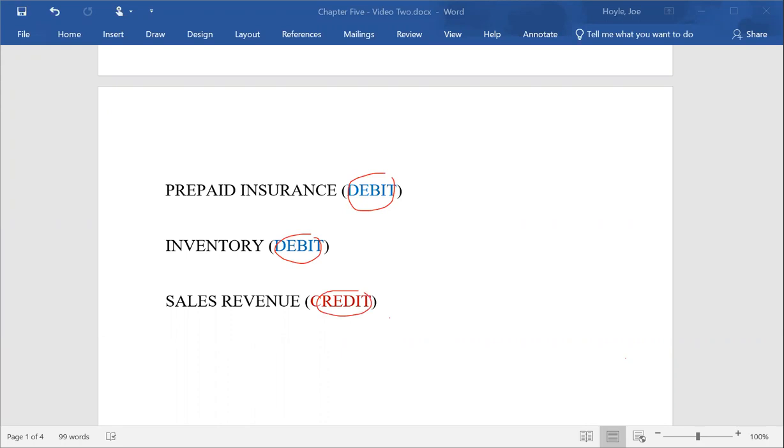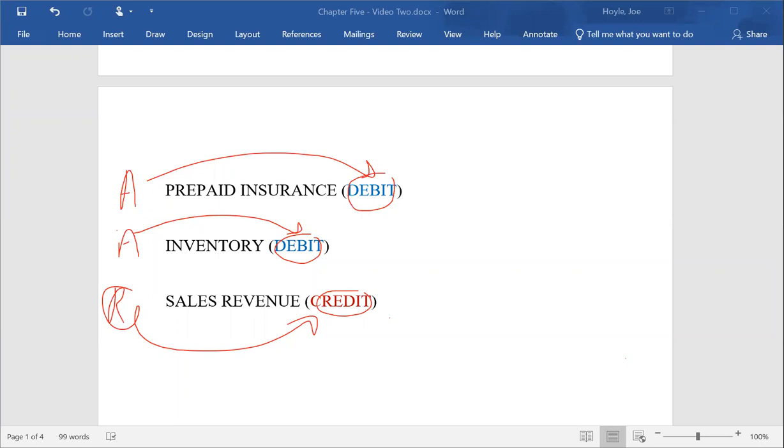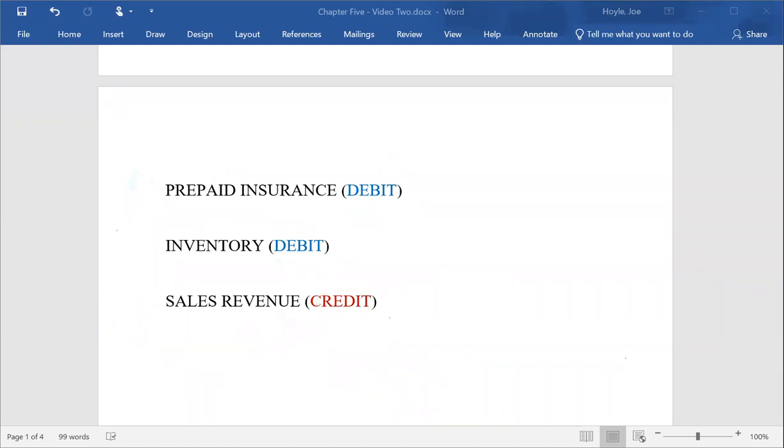Prepaid insurance, for example, is an asset. Inventory is an asset. Both of those accounts normally have debit balances. Sales revenue, quite obviously, is a revenue account, and revenue accounts typically have credit balances. So just as a starting spot, I thought that might help us as we look at these 12 accounts.